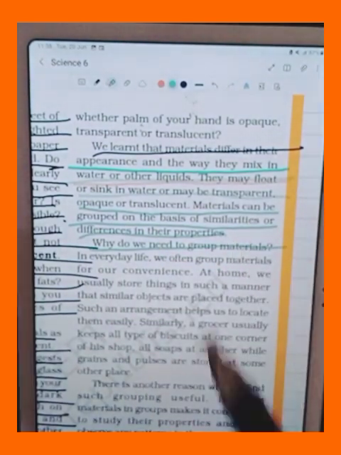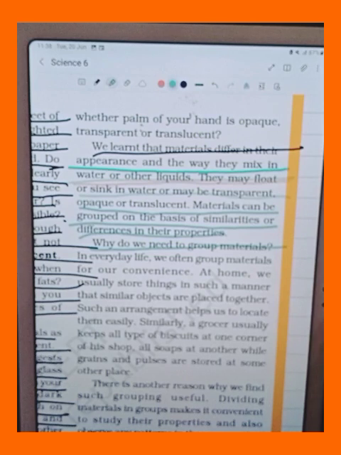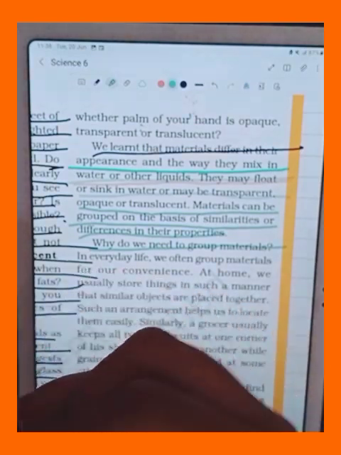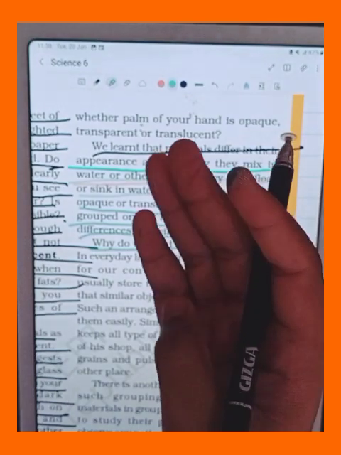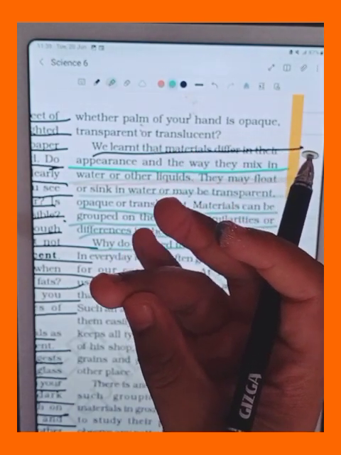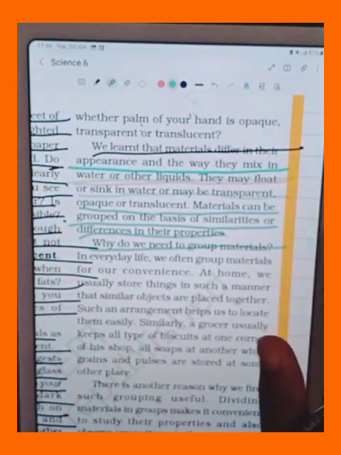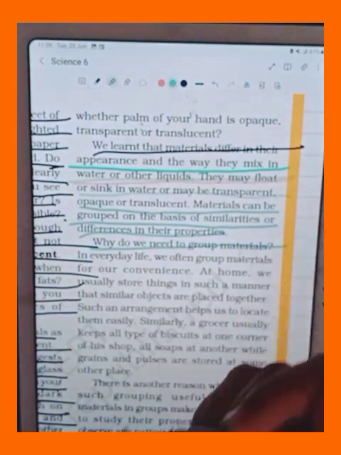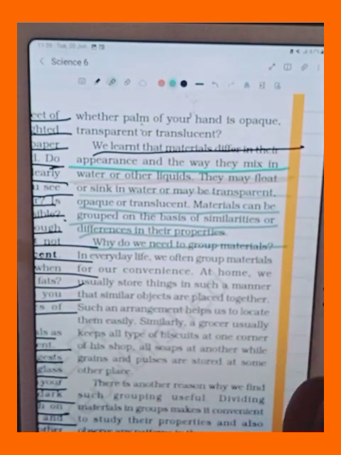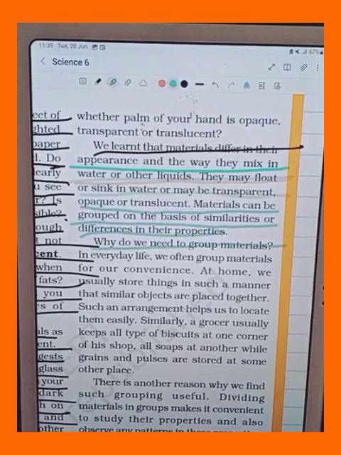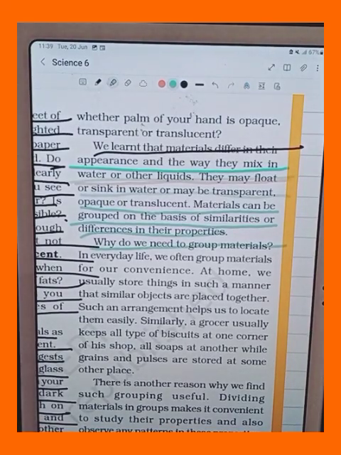Why do we need to group materials? That must be a question. We need to group materials to make it easier for us to find things. For example, take English: there are different nouns, like material, common, proper, collective, and so on. We make groups to make things easy, just to keep the focus.